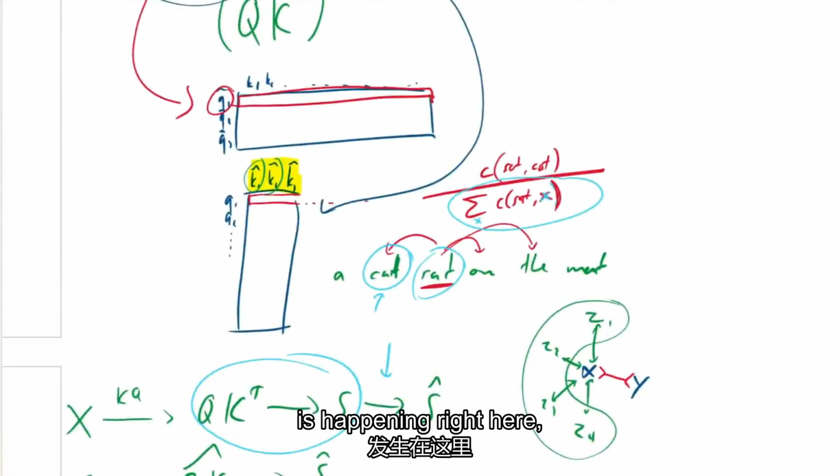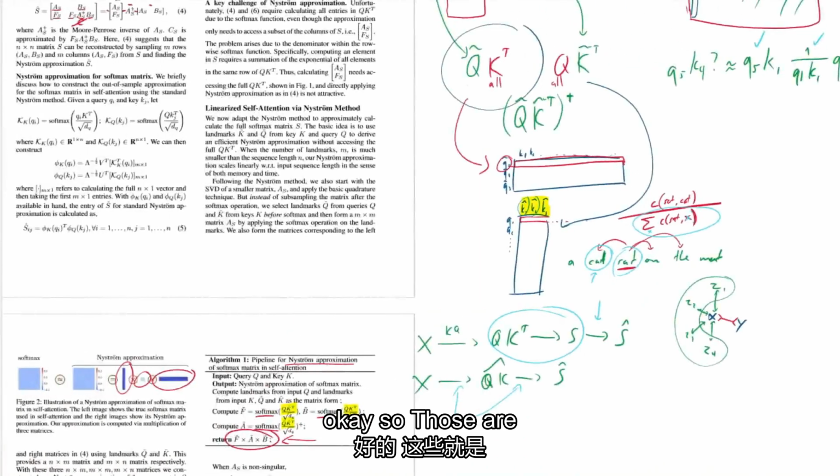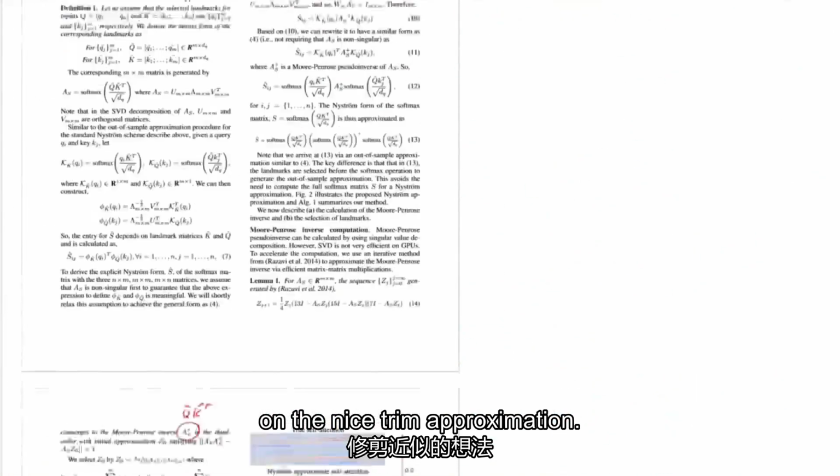Maybe something like this is happening right here, right? By subsampling a set of queries and then simply normalizing over those, you do have actually an approximation of the whole distribution. So maybe it's not that bad what they do right here. Okay, so those are my thoughts on the Nyström approximation.